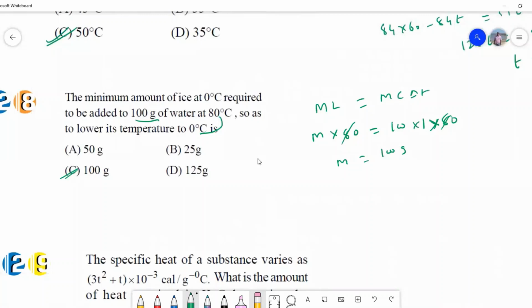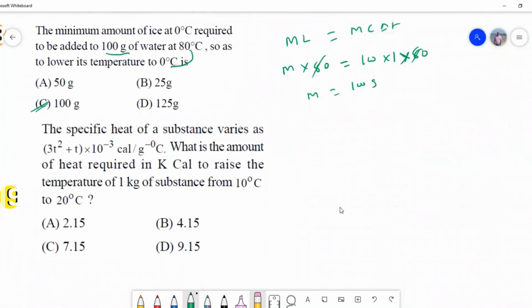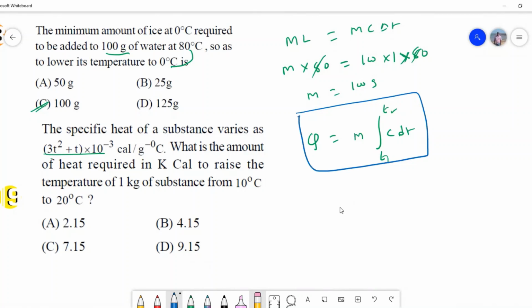Now let's move on to problem number 29. So it's a very, very important model. Here you have to take variable specific heat. So Q is equal to M into the integral from T1 to T2 of C dT. So whenever the specific heat is a variable, use this equation.